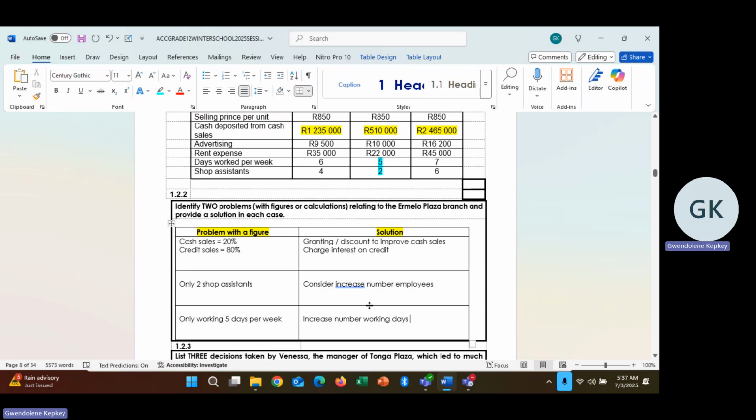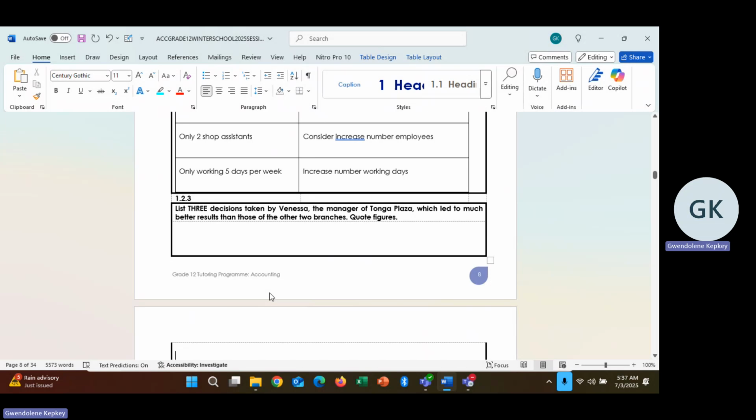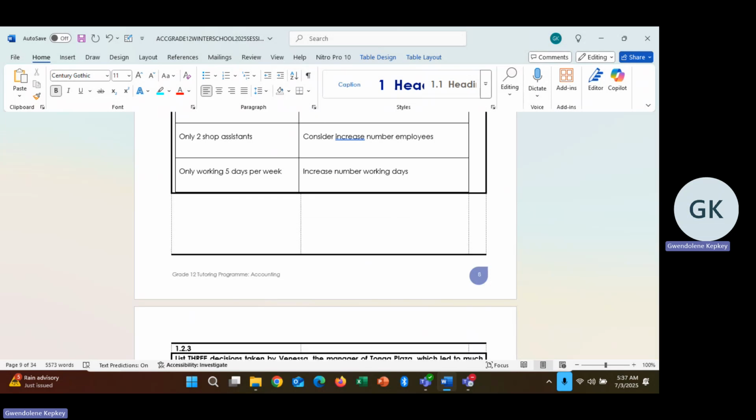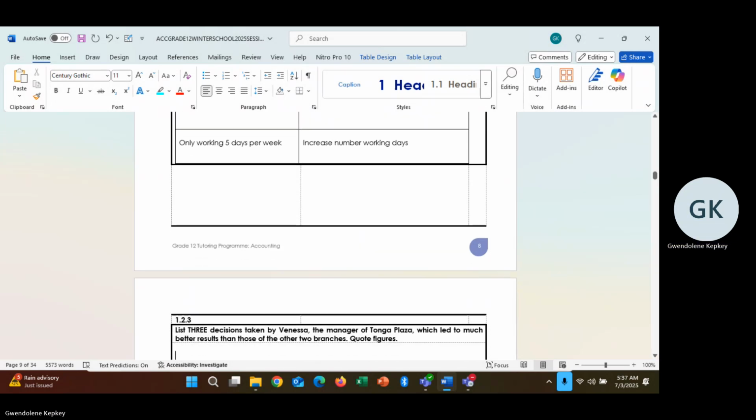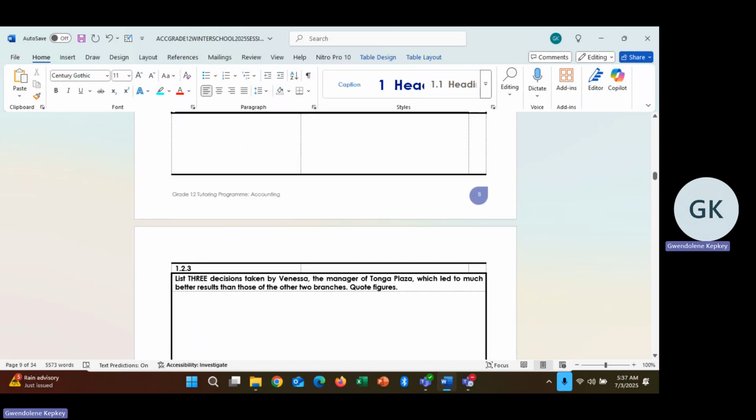So they've asked for 3. That is what we have now highlighted as possible solutions for these problems. Very important. Don't just say low or high. You need to indicate, as in this case, what those percentages are. So the very last question in this section over here is looking at 3 decisions that was taken by Torga, which led to better results than those of the other 2 branches.